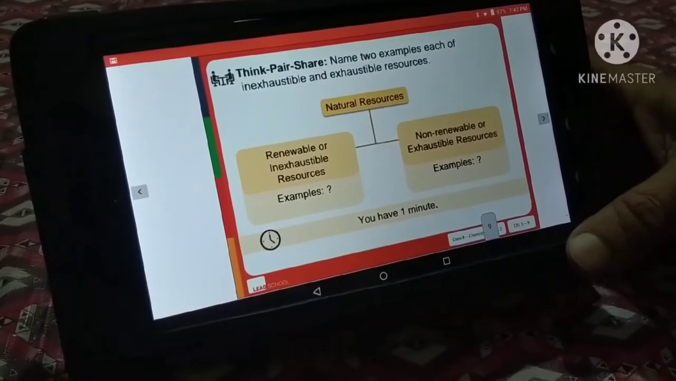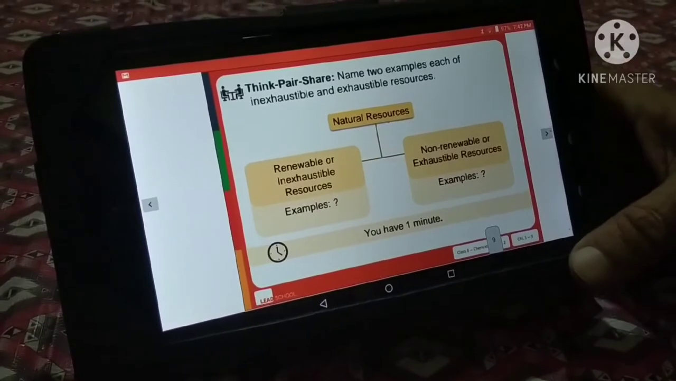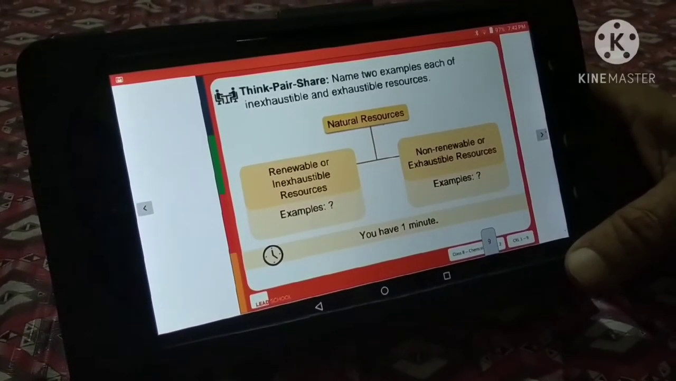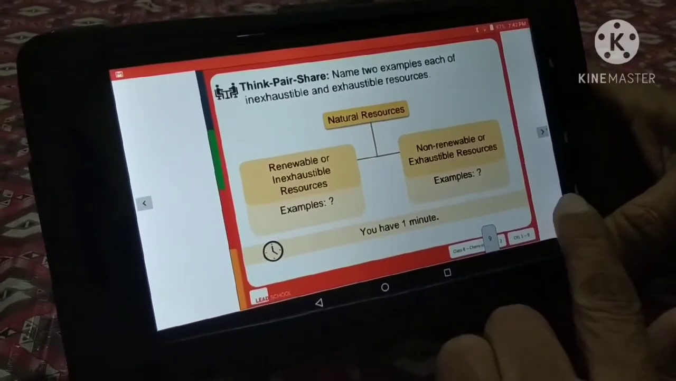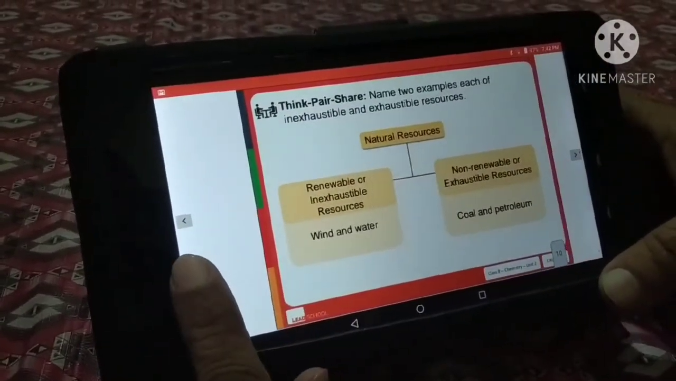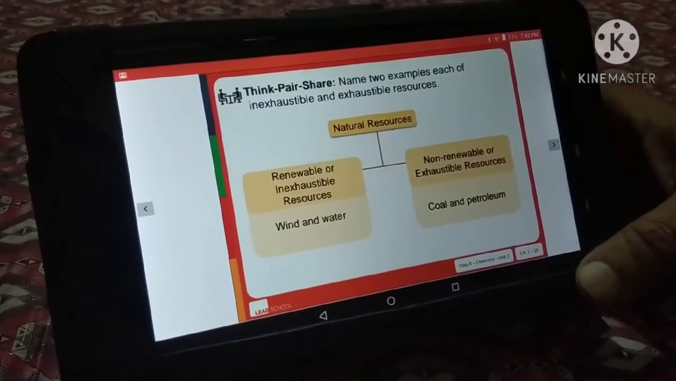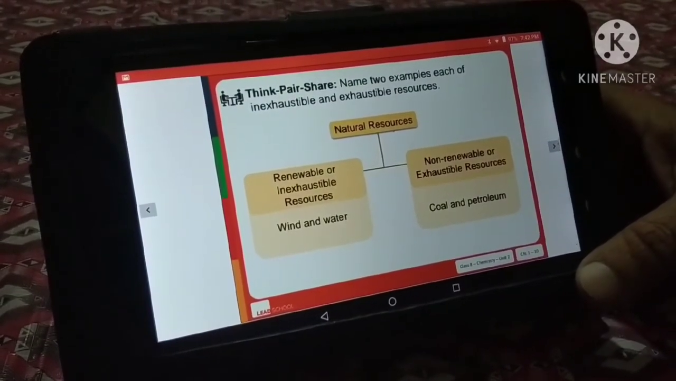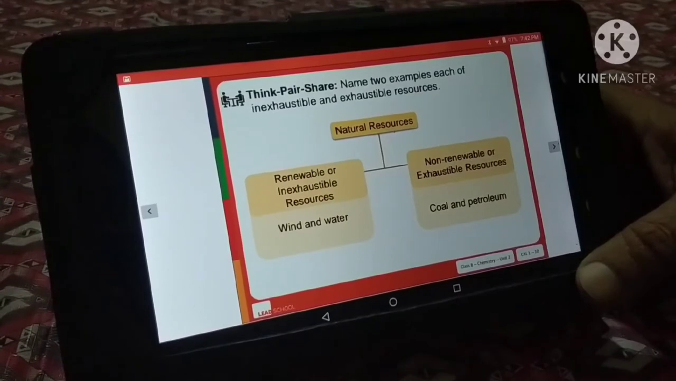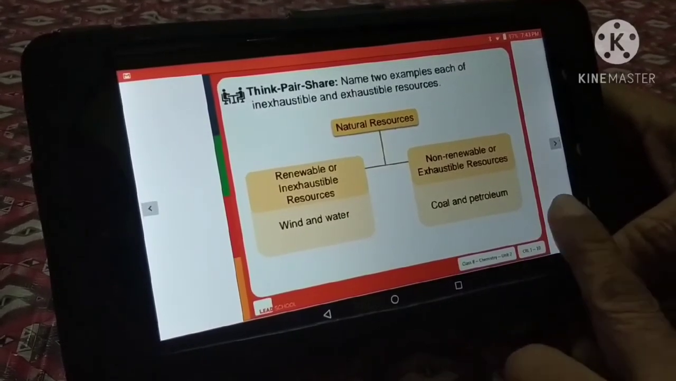So, name two examples each of inexhaustible and exhaustible resources. We need two examples of each. So, here are the examples. Renewable resources are wind and water. Non-renewable resources are coal and petroleum.